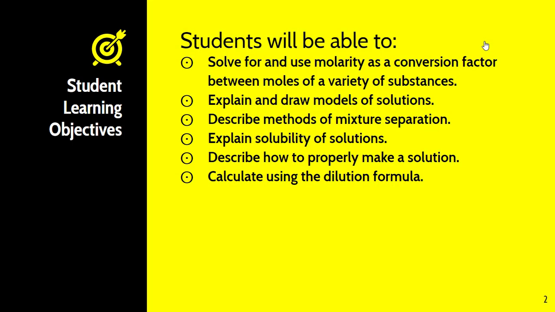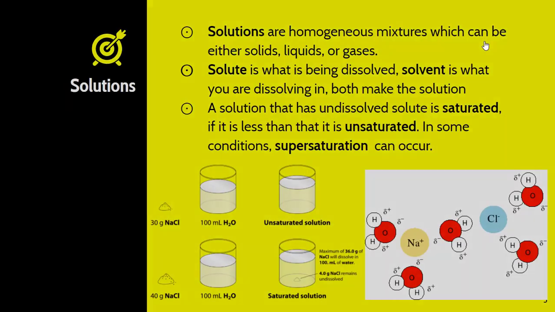Today, our student learning objectives are the following. You should be able to solve for and use molarity as a conversion factor between moles of a variety of substances. You should also be able to explain and draw models of solutions, describe methods of mixture separation, explain solubility of solutions, describe how to properly make a solution, and calculate using the dilution formula. Seems like a lot, but we'll get through it one step at a time.